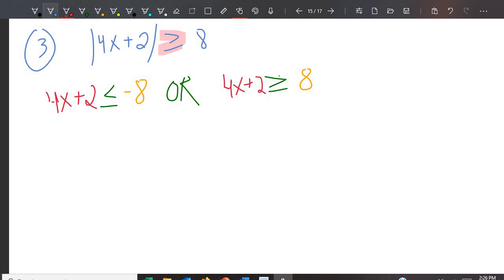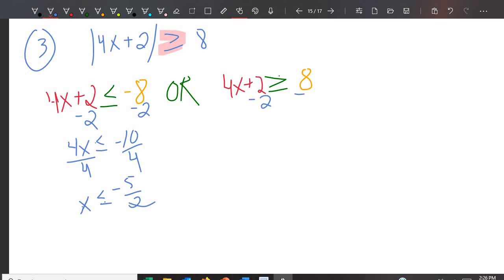Alright, now we go to solve it. We'll subtract 2 from both sides. I'm going to get 4x less than or equal to negative 10. I'm dividing by 4. Now, I've got to simplify this. Negative 10 over 4 simplifies down to negative 5 over 2. This one we subtract 2 from both sides. We get 4x greater than or equal to 6. We divide by 4, and again, we have to simplify it. Greater than or equal to 3/2.